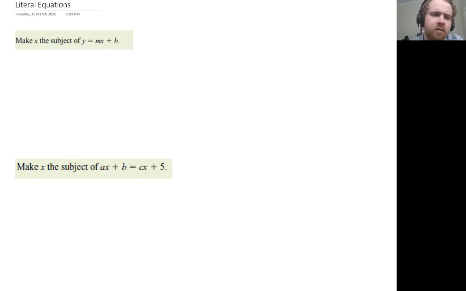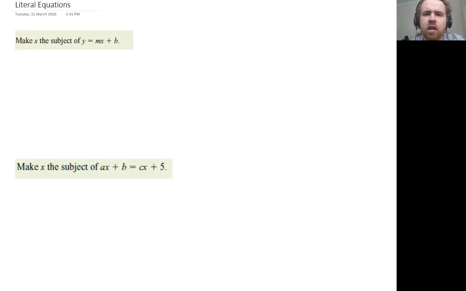Okay, so let's look at this first example. Make x the subject of y equals mx plus b. Okay, that's our equation for a straight line. At the moment, y is the subject because it's on its own. And we want to change it so that x is the subject of that equation. So what we need to do is move the other pronumerals across to the other side to leave x on its own.